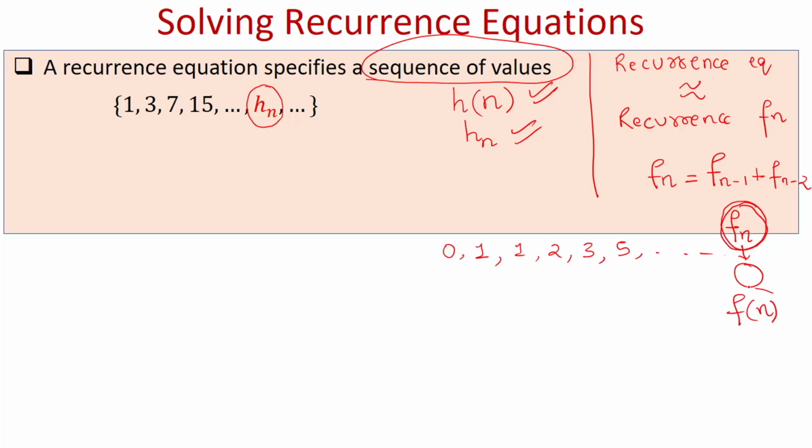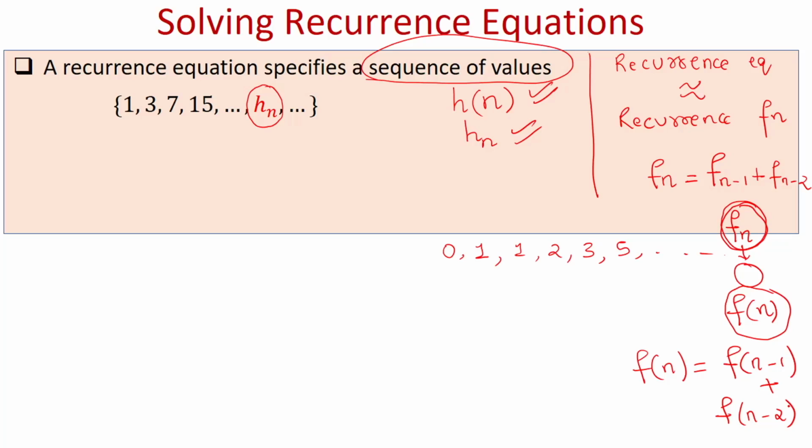Whereas if I am using the function notation, then I will characterize this property by saying that the value of the f function on input n is the same as the value of the f function on input n minus 1 plus the value of the f function on input n minus 2. Both these interpretations are equivalent. That's why for the rest of our discussion on the recurrence equation, I will be interchangeably using the terms recurrence function, the nth term of the sequence, and so on.